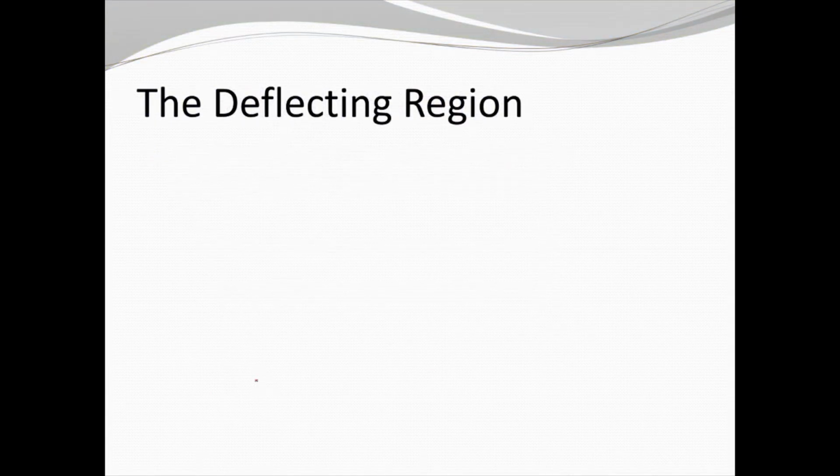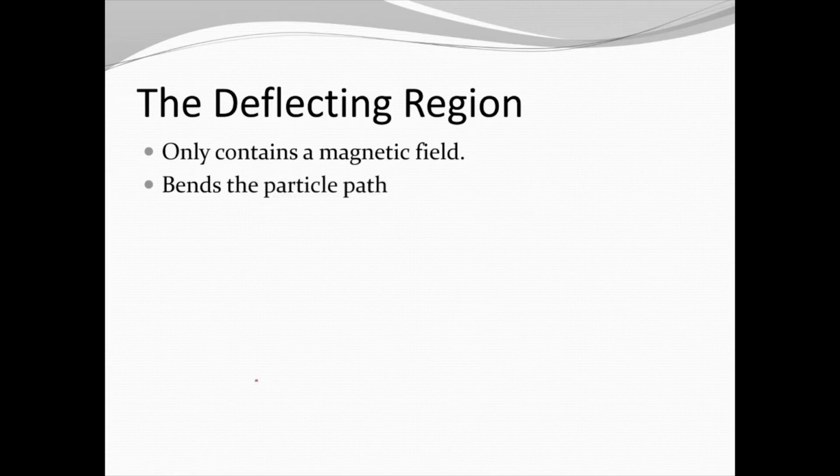Now the last part of the mass spectrometer is what's known as the deflecting region. The deflecting region only contains a magnetic field, and the purpose of the magnetic field is to bend the path of the particle.